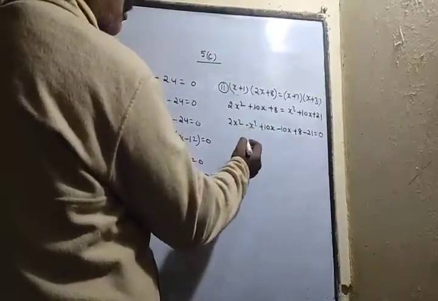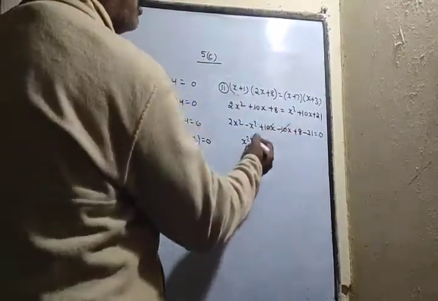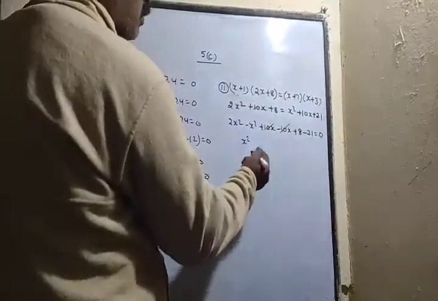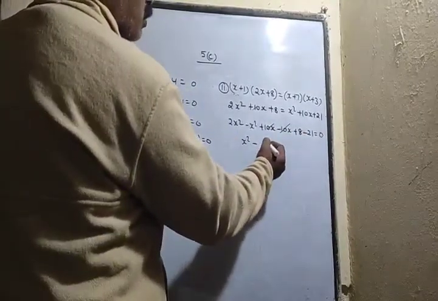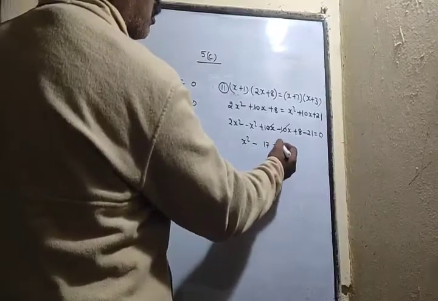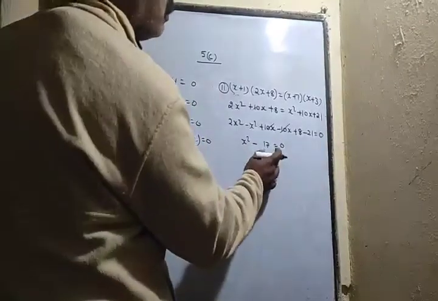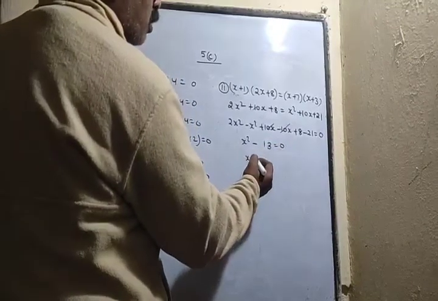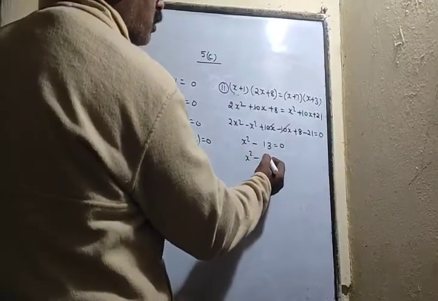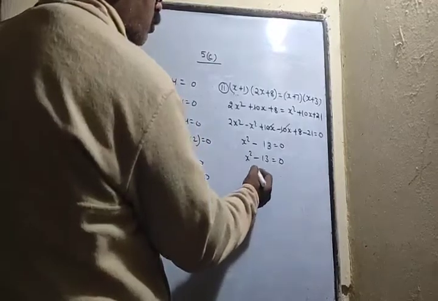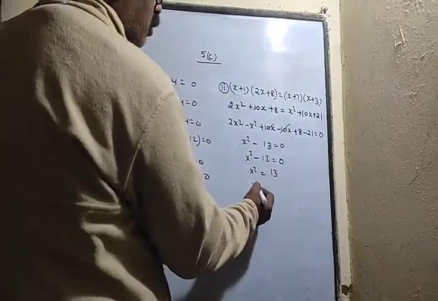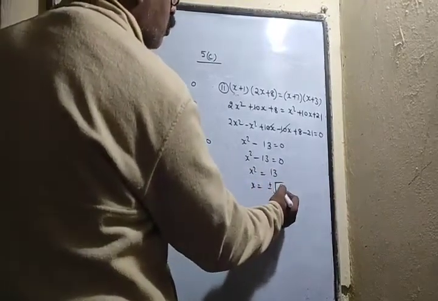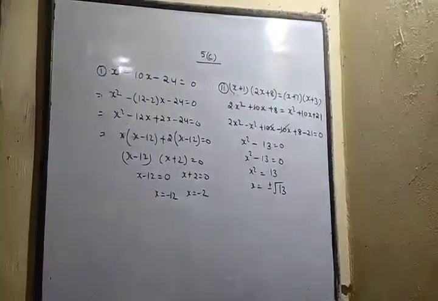2x square minus x square will be x square, 10x and 10x is cancelled. Minus 21 plus 8 will give you minus 13. So x square minus 13 is equal to 0. So x square will come out as 13. So x will be plus minus root over 13. So now I'll see question number 14.